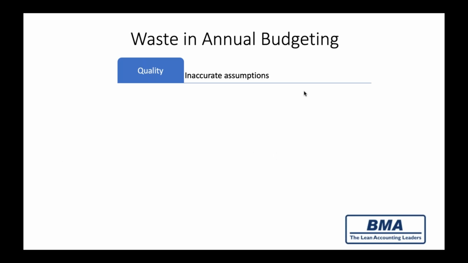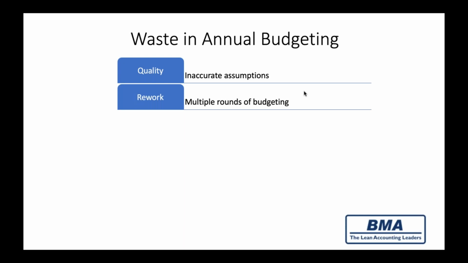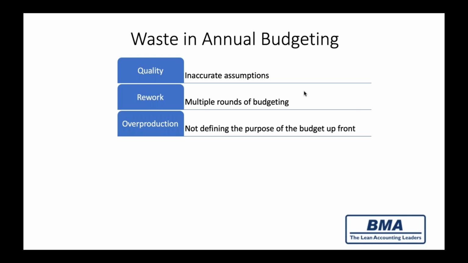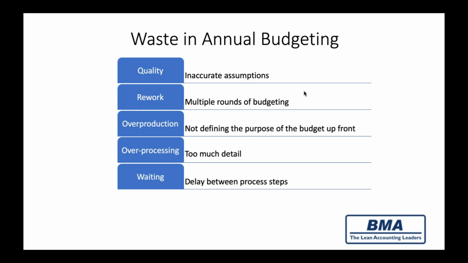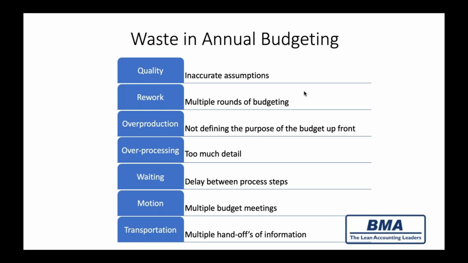Well, first of all, there's a lot of inaccurate assumptions. Multiple rounds of budgeting back and forth. We submit something, we get it back, we have to change it, management reviews it, they send it back. Not defining the purpose of the budget up front. Too much detail by department, by expense, by line item, by month. Delay between processing steps, meaning we send stuff out, we wait for it to come back. Multiple budget meetings and multiple handoffs of information between different groups of people.